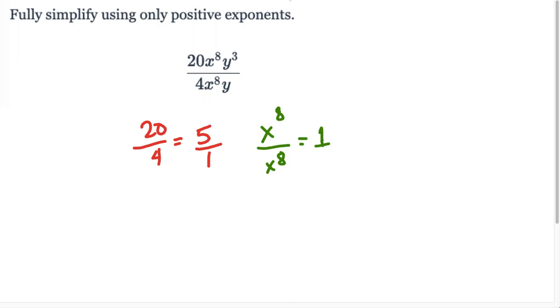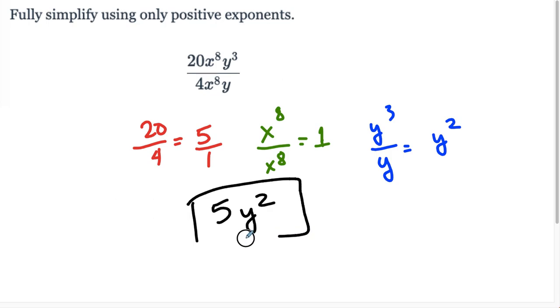Okay. And then y to the third power divided by y to the first power becomes y to the second power because 3 minus 1 is equal to 2. So altogether, in the numerator, we have a 5, a 1, and a y squared. And in the denominator, we have a 1, 1, 1. So that means, simplified, this is 5 times 1, which is 5, and then y squared. So this is your final answer.